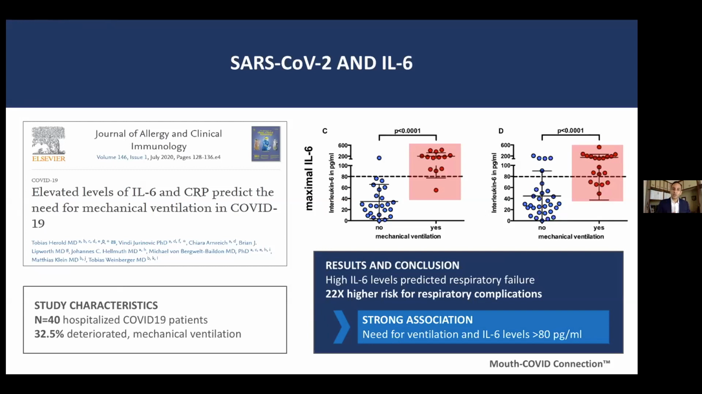Then they also took their blood at different times while they were in the hospital, perhaps before being on a ventilator, after being on a ventilator. And they found that there was a certain point at which people got onto a ventilator. When IL-6 went over 80 picograms per milliliter, that's when people lose the ability to breathe on their own, and they need a machine to breathe for them.